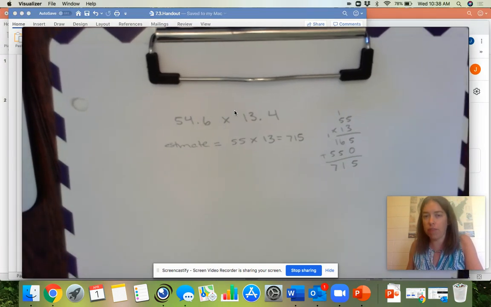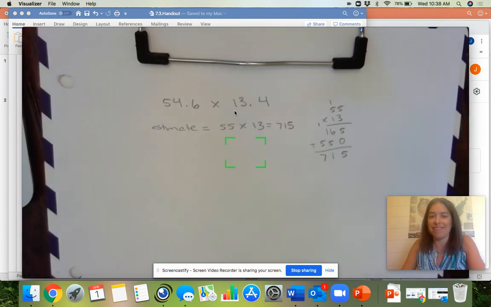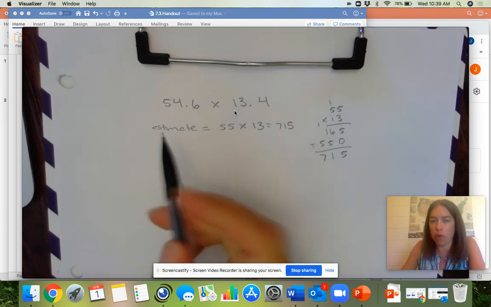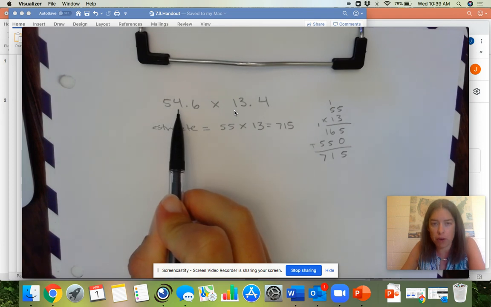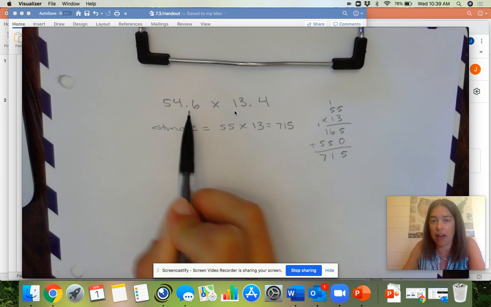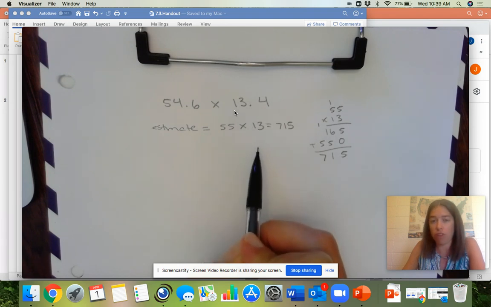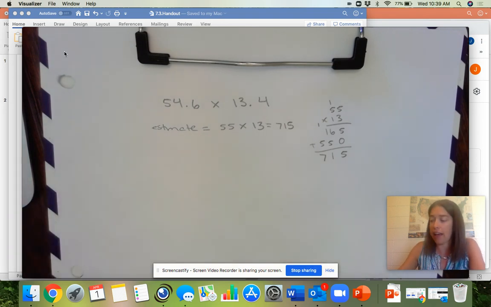So I started off by writing down my problem. 54 and 6/10 multiplied by 13 and 4/10. I knew the first thing I needed to do was figure out about how much this is going to be. I needed to estimate. So I rounded both of my numbers to the nearest whole number. I knew that 54 and 6/10 would round up to 55, while 13 and 4/10 would actually round down to 13. In order to solve 55 times 13, I used my standard algorithm.